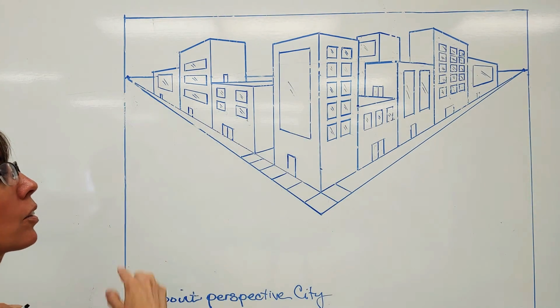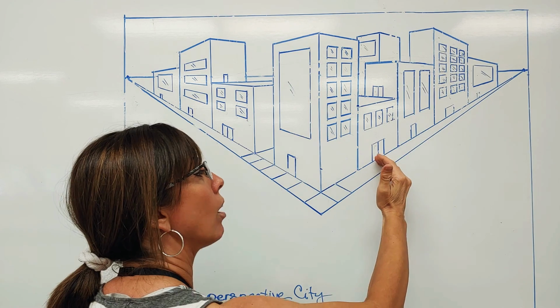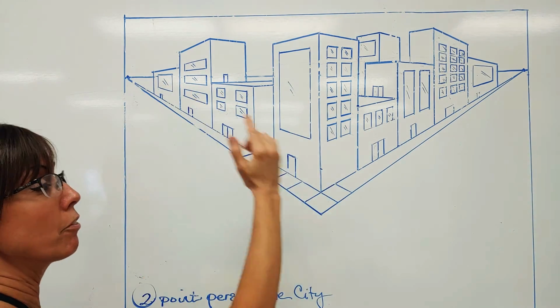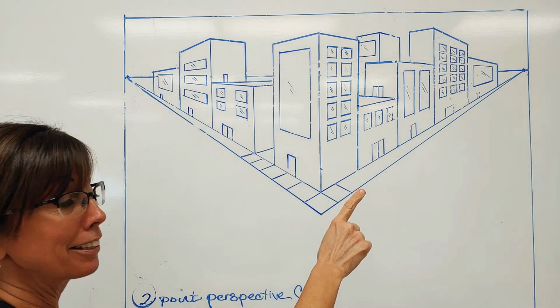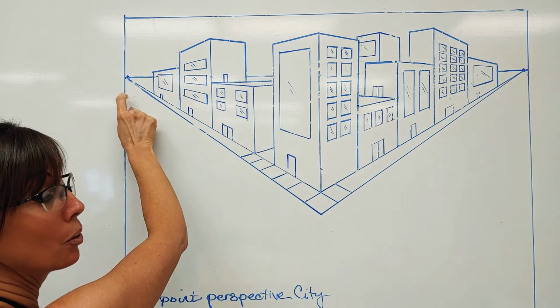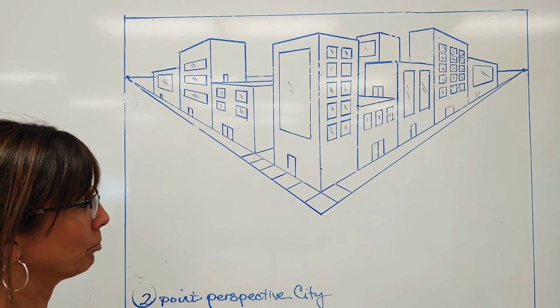Okay, so these are coming on this way. And I would continue on this side all the way back, going every single line I draw. Don't get lazy. Every single line you draw should go to the opposite side vanishing point.